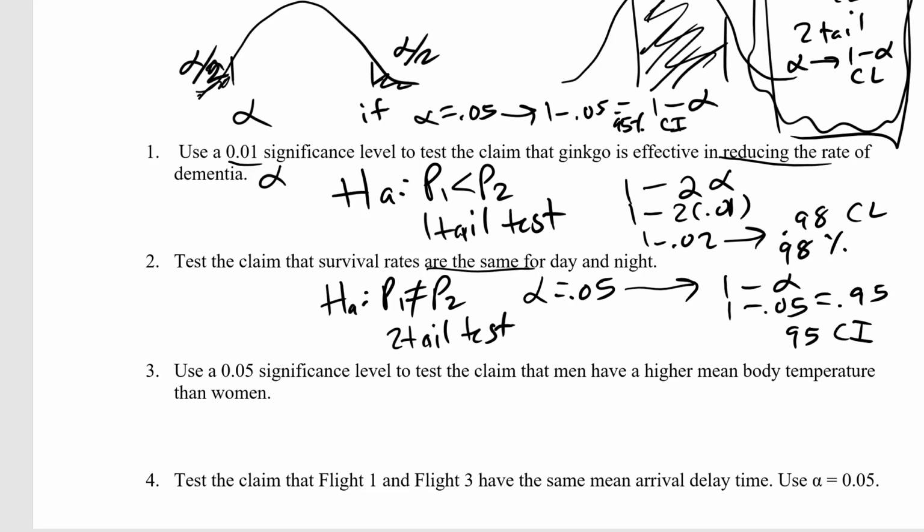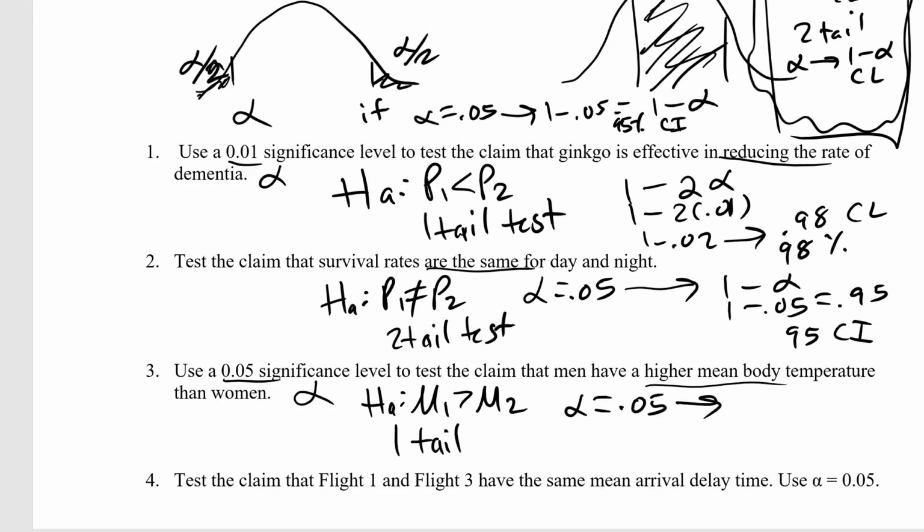Use a 0.05 significance level. There's our alpha. Statistically, men have a higher mean body temperature than women. Higher means what? Well, our alternative. Now, I'm not talking about rates or proportions. I'm talking about means. So it'd be mu1 is greater than mu2. We're comparing the means. This would be a one-tail test. So if the alpha is 0.05, the confidence level is 1 minus 2 times 0.05, 1 minus 0.10, or a 90% confidence interval.